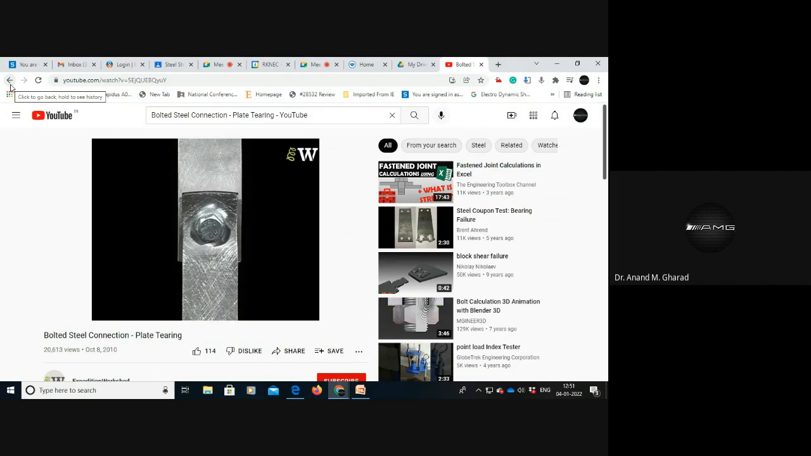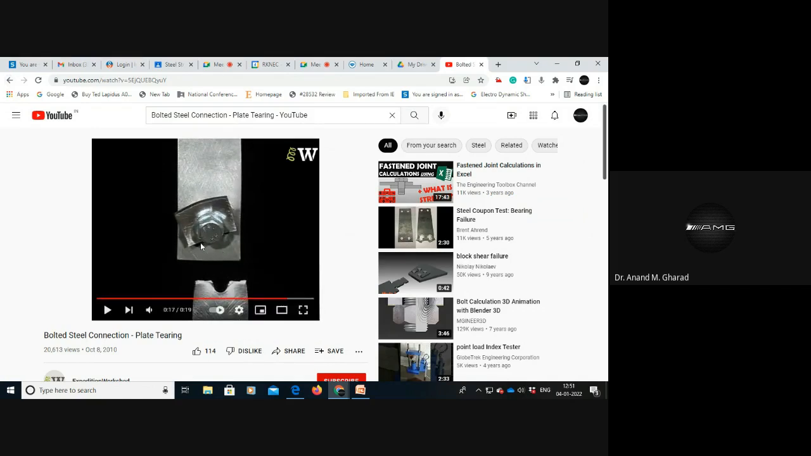This is actually the plate tearing effect, wherein you will see the typical tearing which took place at this location. Okay, at a very early stage itself, it did not go to this level. It has failed at the early bolt hole value, you can say, right? This is a different thing.